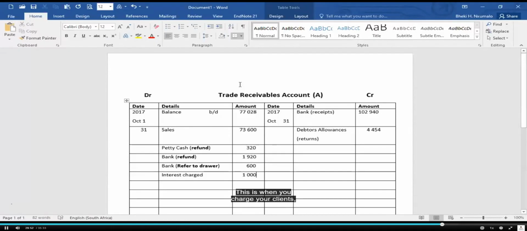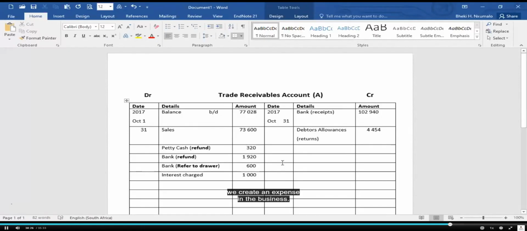So which is bad debts written off. If you remember, there is bad debts recovered, but this one is written off in the month of October. Amount is 1,776. We write them off. We create an expense in the business. So when you write off, the entry is shown on the debit side. On the credit side of the account, 1,000.